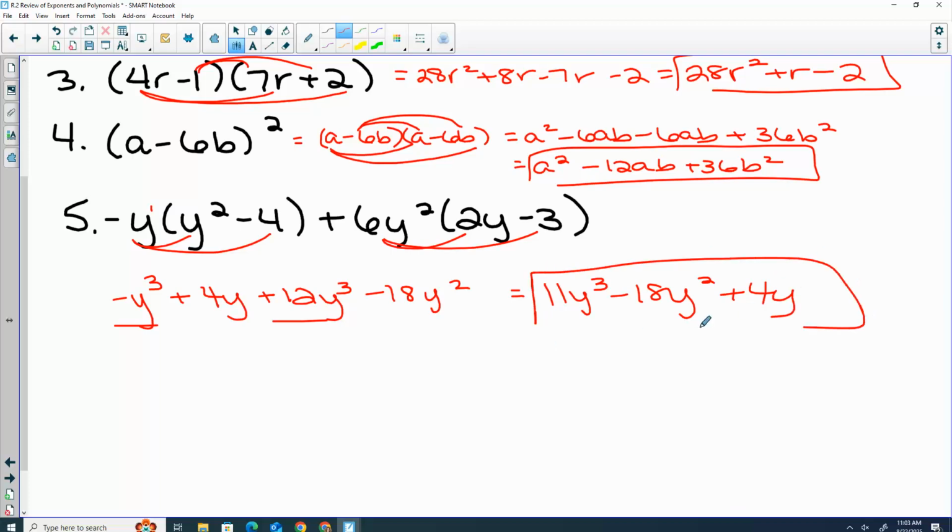And again, order doesn't matter. So as long as you have all those terms, if they're flipped around, that's not a big deal. What questions do you guys have over those problems? Did we do okay? Alright.